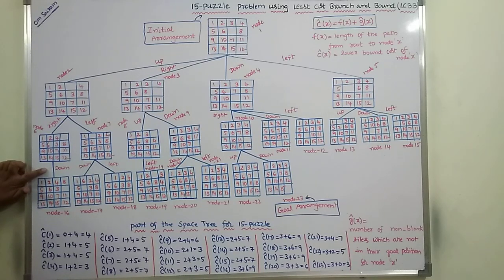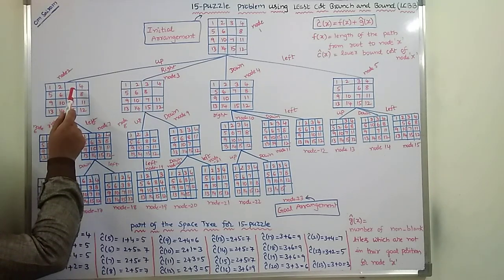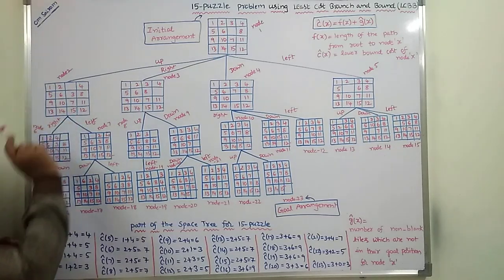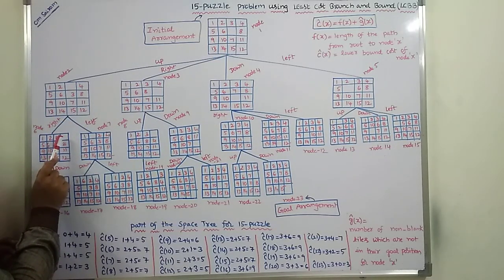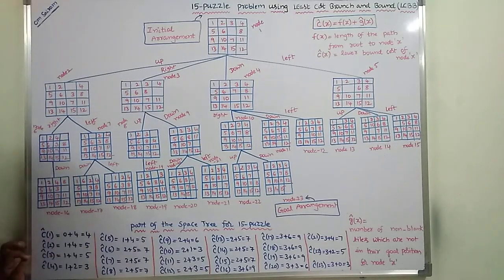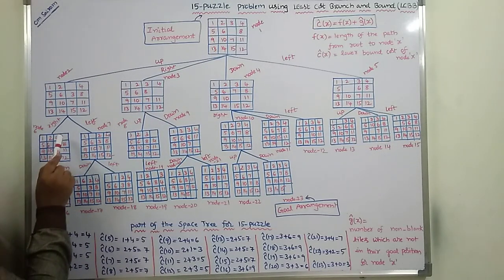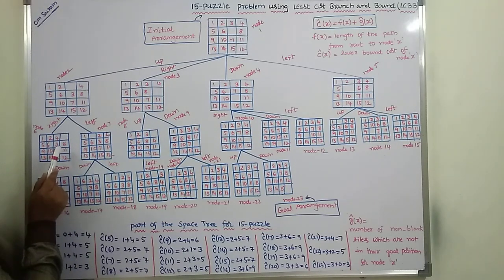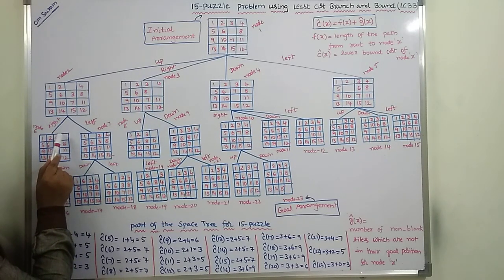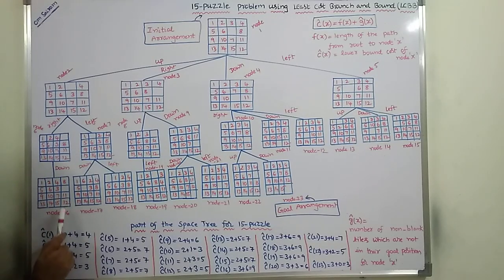So this move only exists. The remaining moves cannot be possible. If we move to right direction, we are getting node 2. So only down direction is possible. The empty tile can be moved to down direction. 8th tile can be moved to this place. Empty tile can be moved to this place. So this is node 16 we are getting.